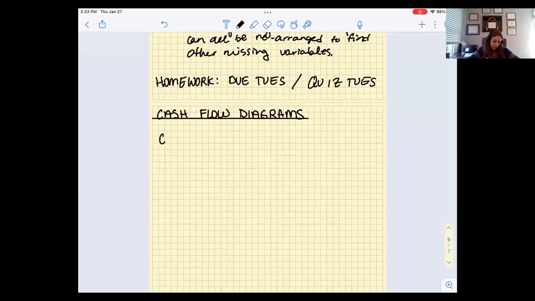Now, cash flow diagrams, or CFDs, because I'm too lazy, CFDs are simply pictorial representations of costs and benefits.